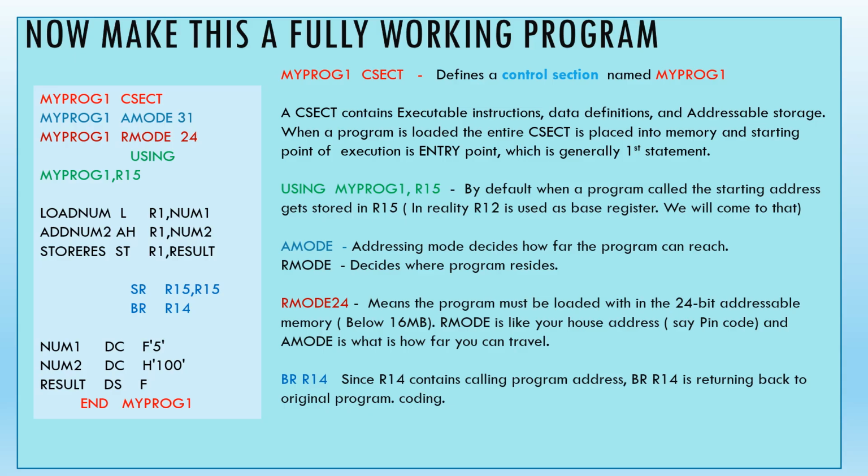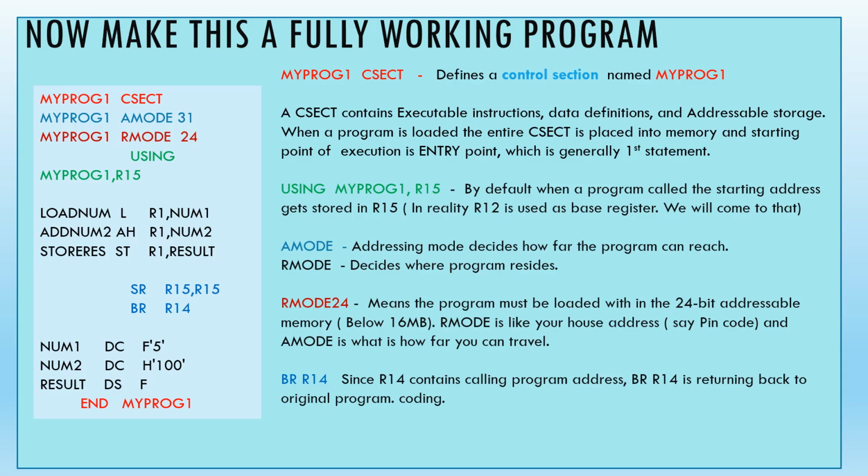But let us assume this program is called by another program. Where I am being called from, that address is always put in register 14. So when the execution is over and it has to go back, it should know where to go back, and that happens to be the register 14 address. Not necessarily that every program is called by some other program, but many times you are called from somewhere. Where I am called from is in register 14.